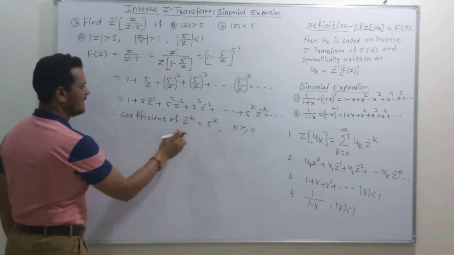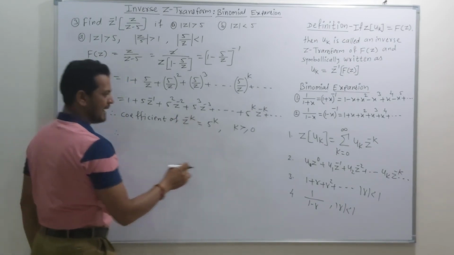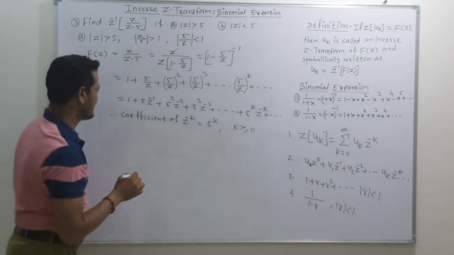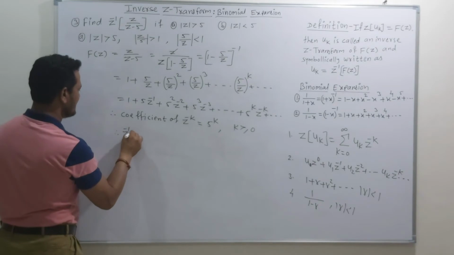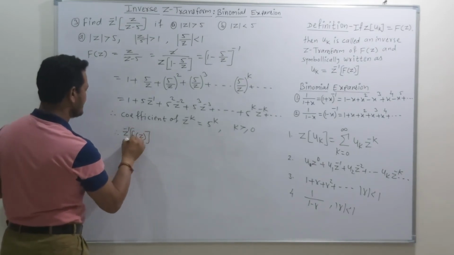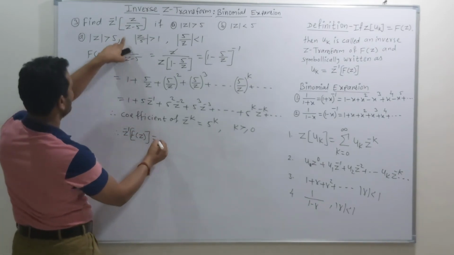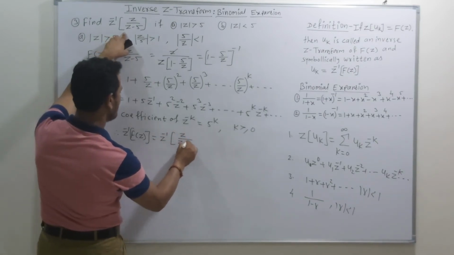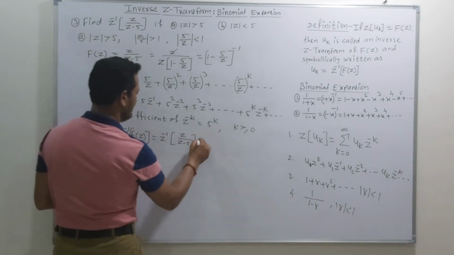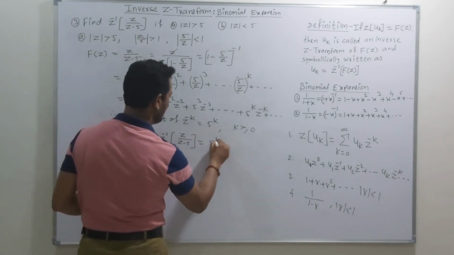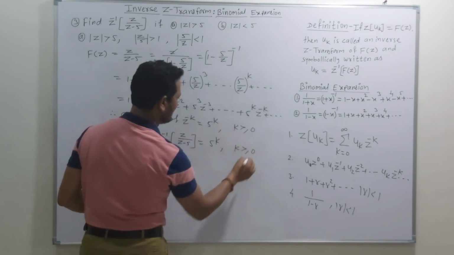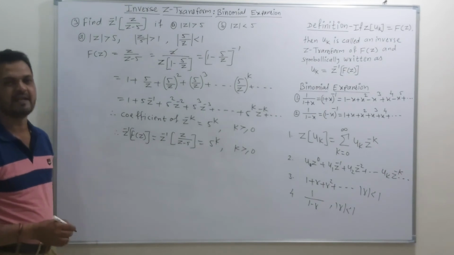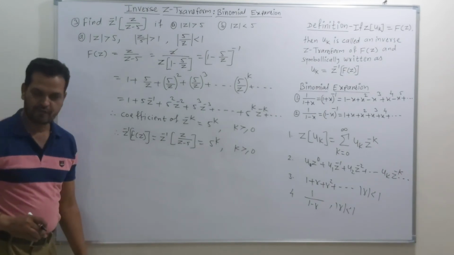So here we get z raised to minus k, and z raised to minus k means u k, and this u k indicates the inverse z transformation. So the inverse z transformation of f of z, which is the inverse z transformation of z upon z minus 5, is 5 raised to k for k greater than or equal to 0, and this happens when mod of z is greater than 5. So this is the first condition.